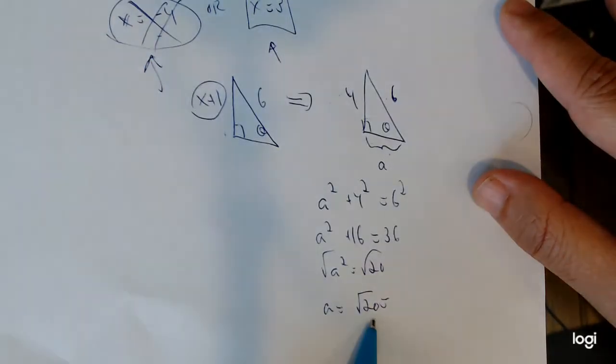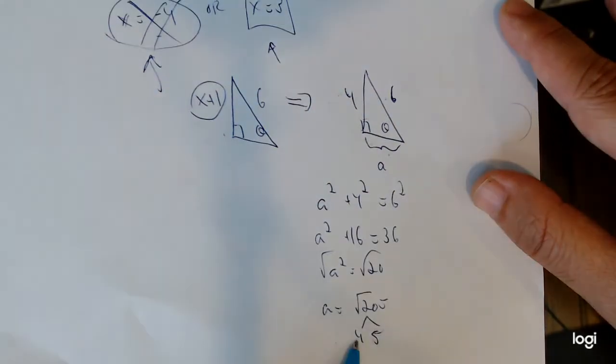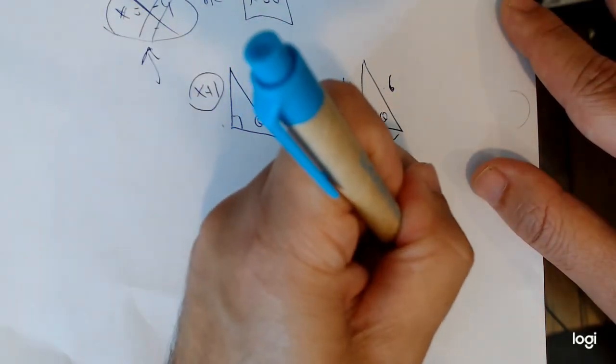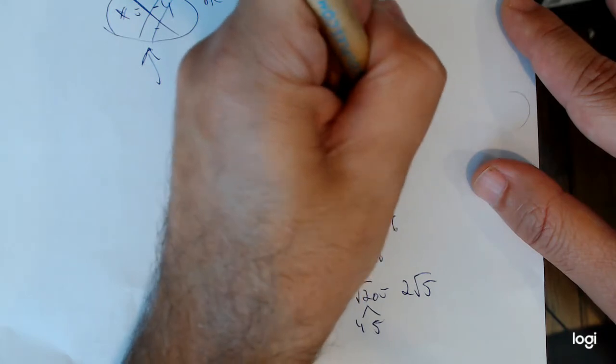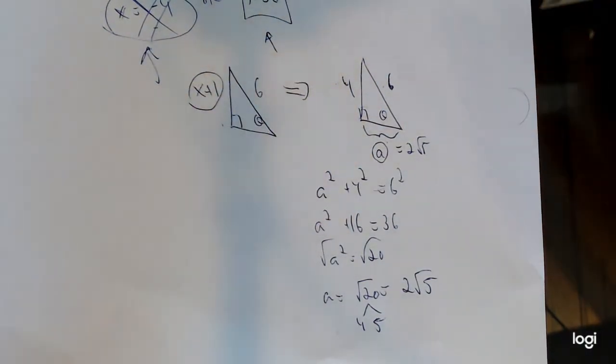And if we simplify the square root, what is that? 20 becomes 4 times 5, but I know radical 4 is 2, so I could pull out a 2. So this would be 2 radical 5. So this side is 2 radical 5. And there you have it. We found all the missing sides of the smaller triangle.